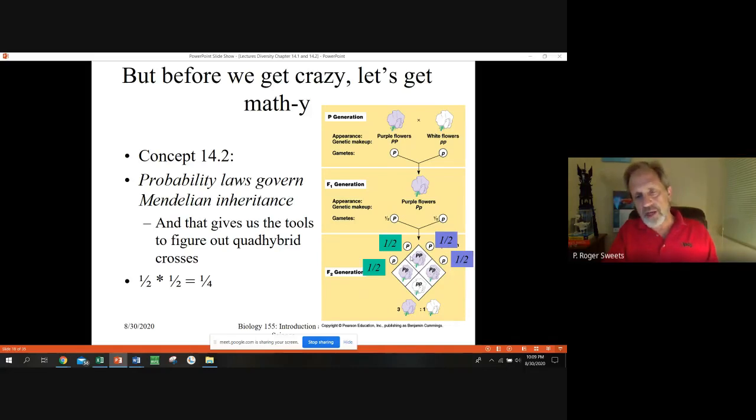And then we have our other case, which is still 1/2 times 1/2, or 1/4, in which we had the 2 recessive traits getting together. So this is what we call the law of multiplication, the 1/2 times 1/2, the 2 probabilities multiplied times each other.